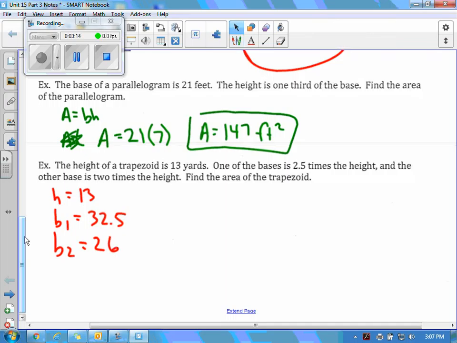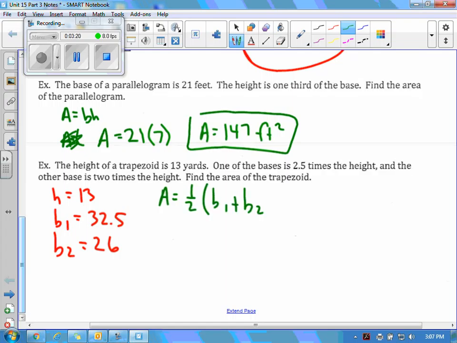So now we can plug into our formula. Again, our formula is area equals 1/2 times the bases added together times the height. So let's plug in all the pieces. So we have 1/2. Our bases are 32.5 and 26. And then our height is 13.